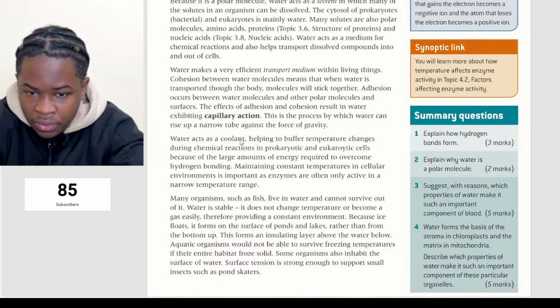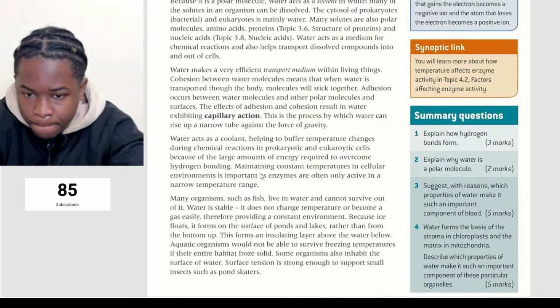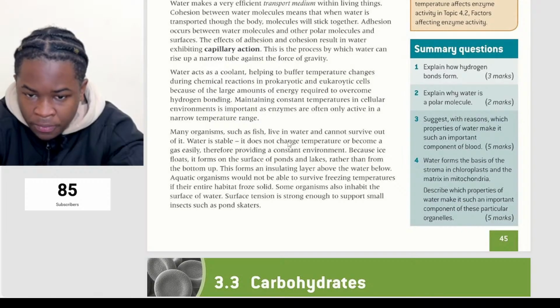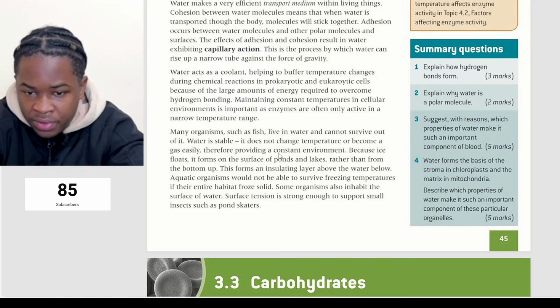Water acts as a coolant, helping to buffer temperature changes during chemical reactions in prokaryotic and eukaryotic cells. Because of the large amount of energy required to overcome hydrogen bonds, maintaining constant temperature in the cellular environment is important, as enzymes are often only active in a narrow temperature range. Many organisms, such as fish, live in water and cannot survive out of it. Water is stable, it doesn't change temperature or become a gas easily, therefore providing a constant environment.